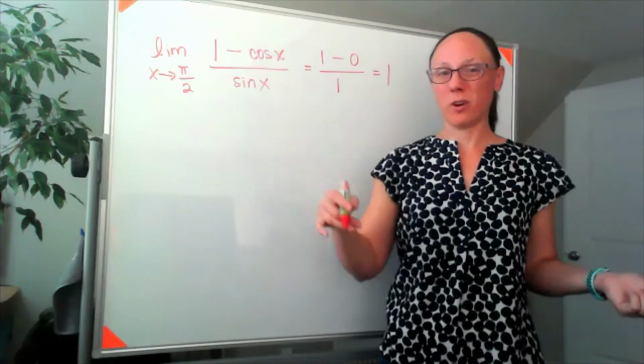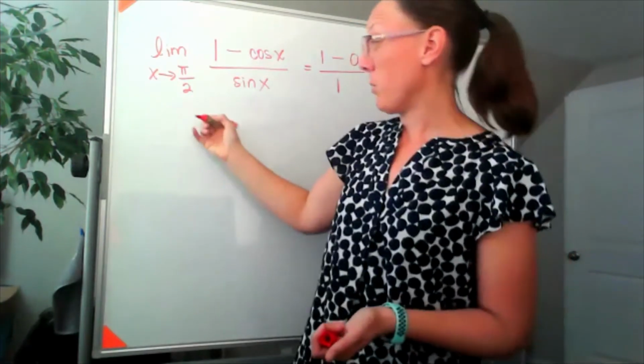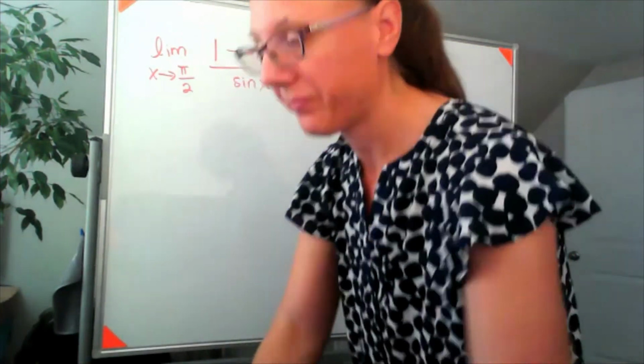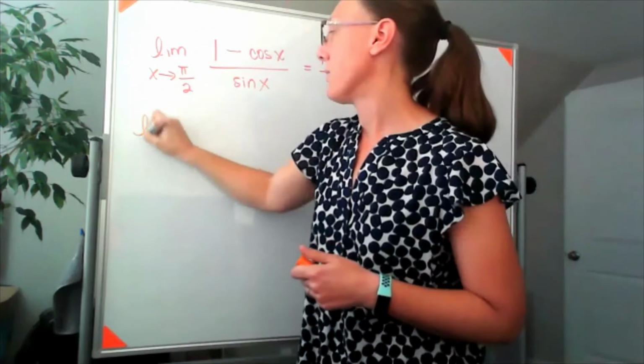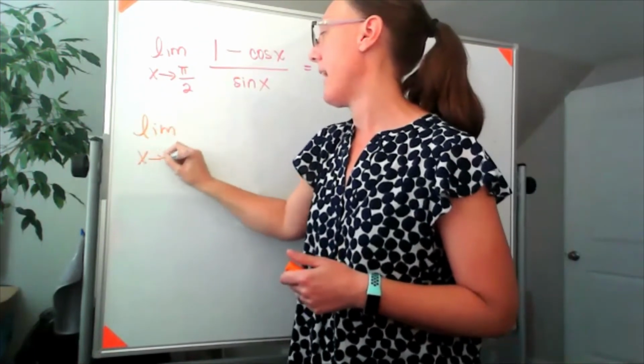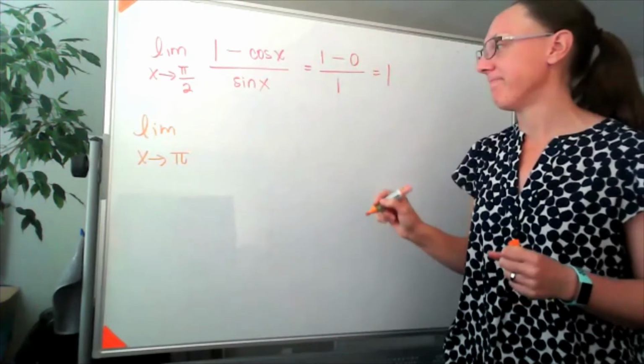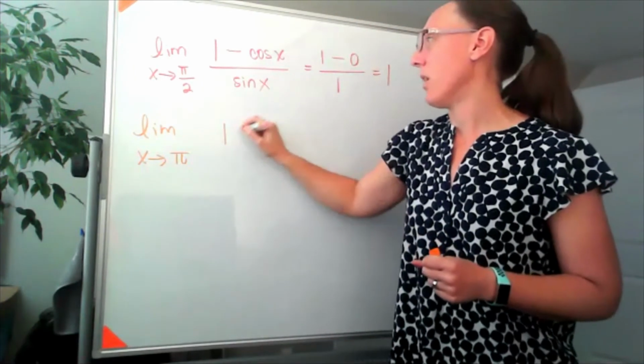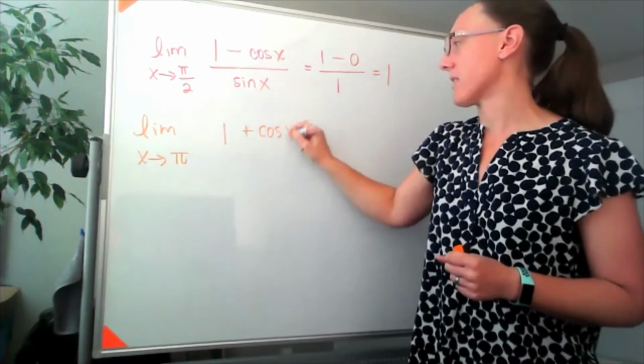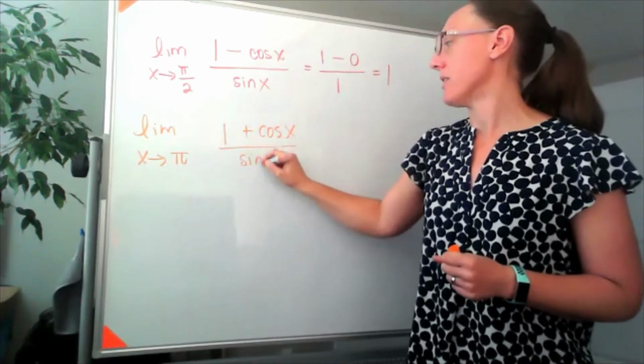So now let's do a more interesting limit. Suppose instead I was taking the limit as x approaches pi of 1 plus cosine x over sine of x.